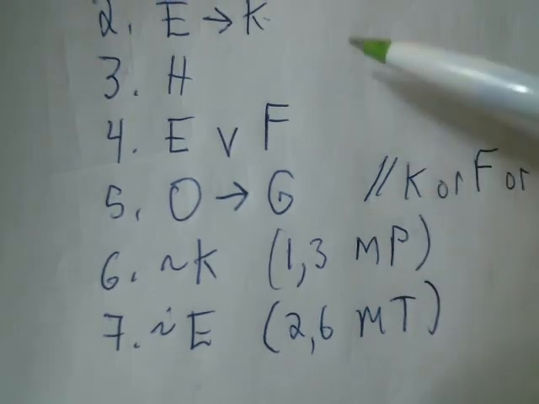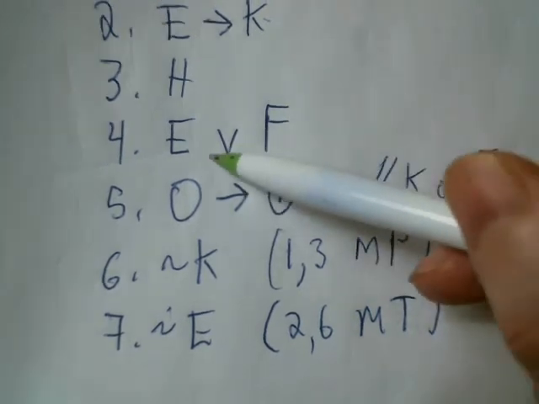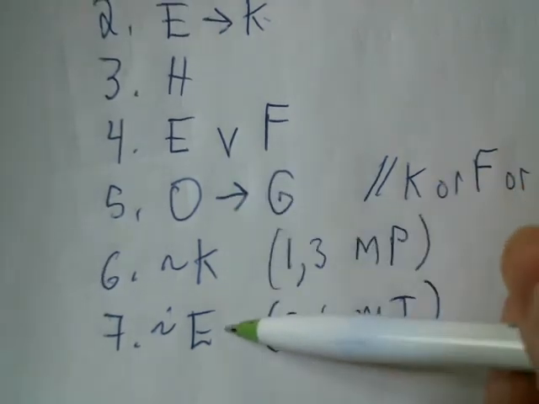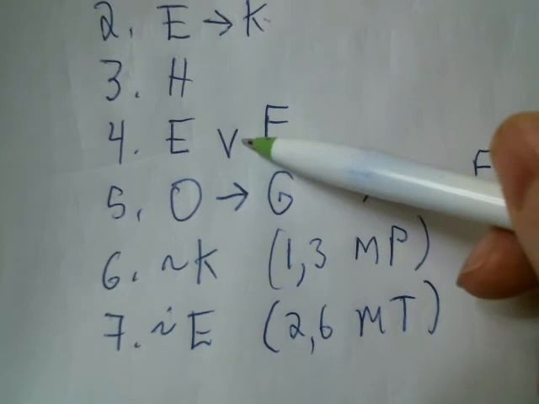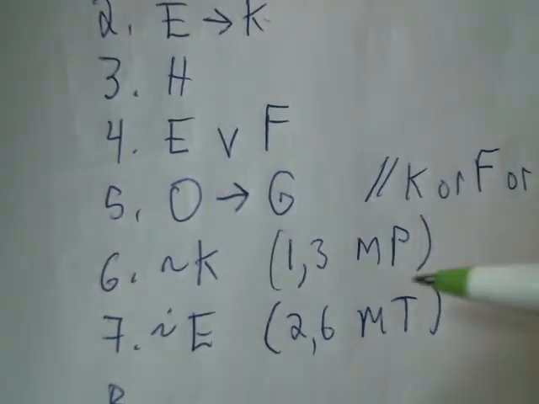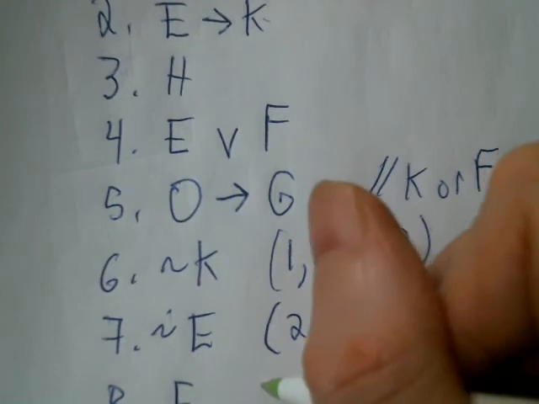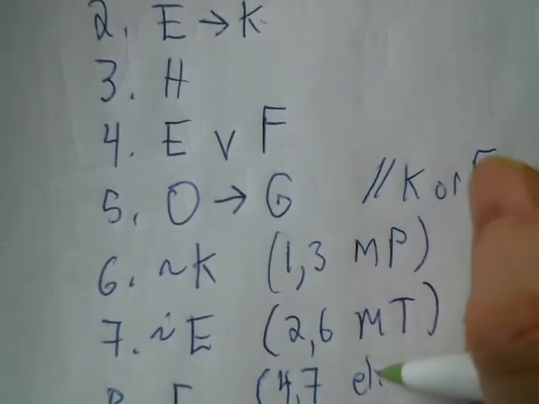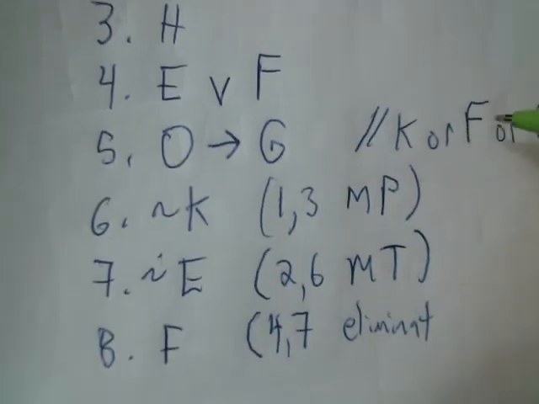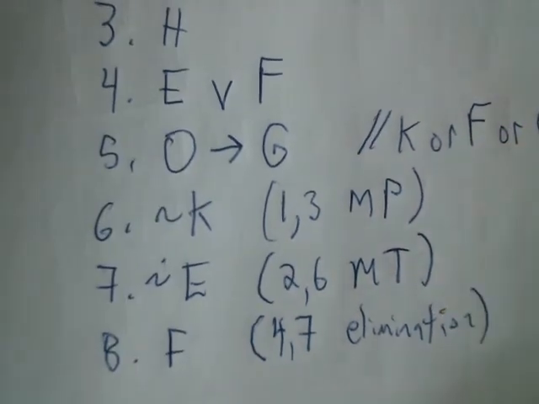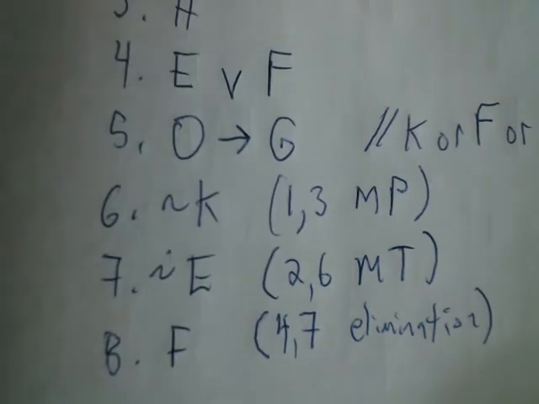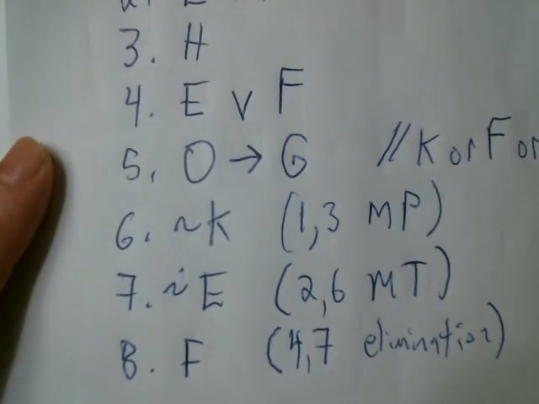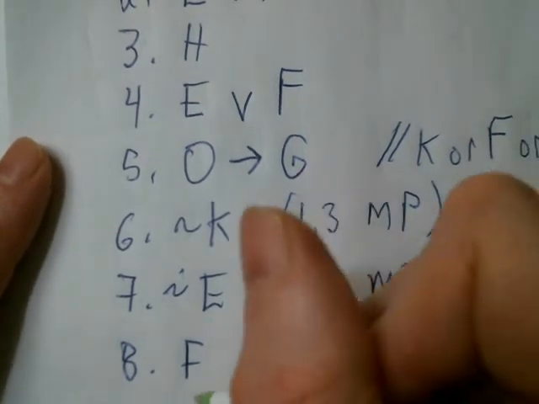I can now use the elimination rule on statements 4 and 7 to get F. So 8, F must be true because E is not true. I have 4 and 7, and that's elimination. And is that the answer? Yes, the treasure is under the flagpole.